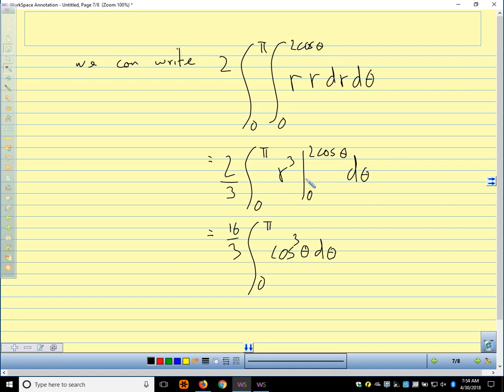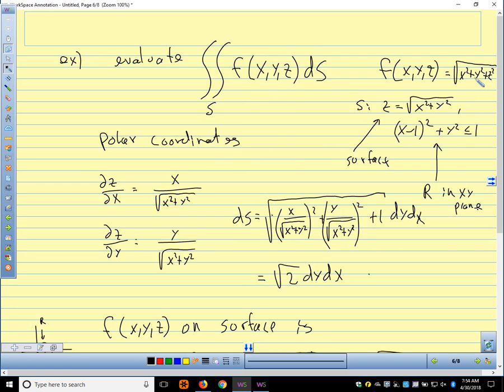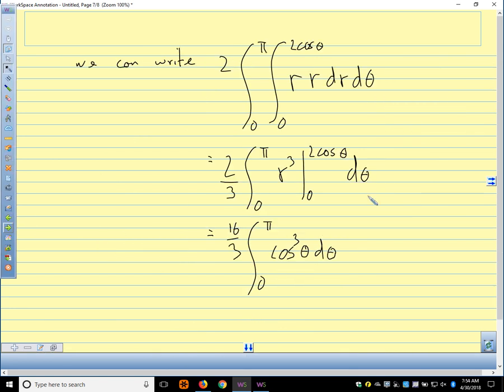Can we get 0 here? We can't, because f is always positive, right? The square root of x squared plus y squared plus z squared is always positive. Our surface element ds is always positive. So unless everything happens to be 0 all over the entire surface, we shouldn't get a 0 result. So what do we do?